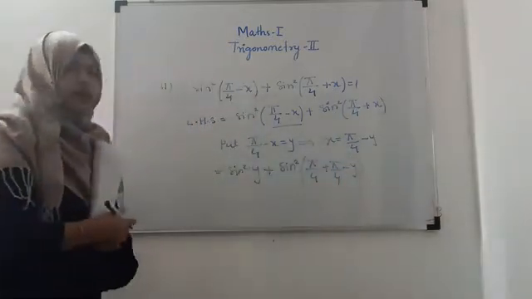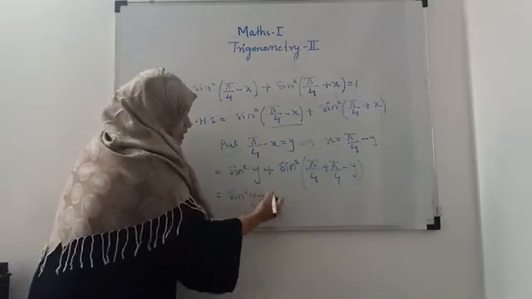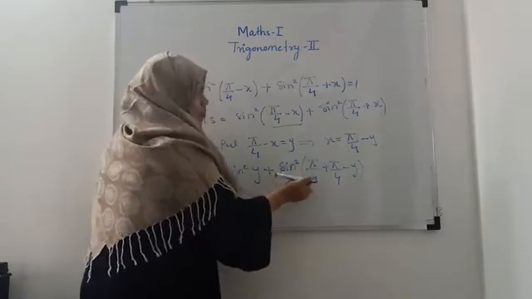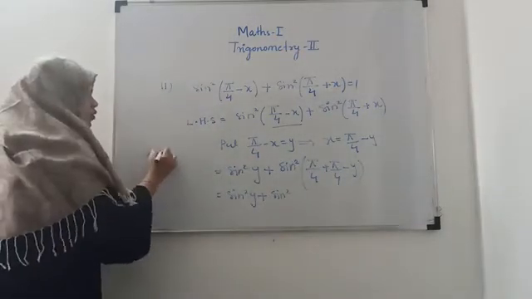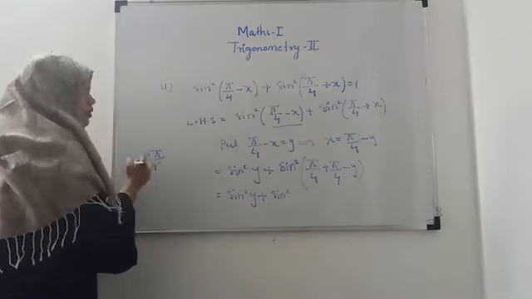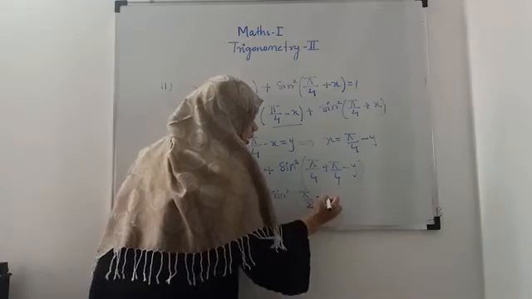Okay. Now sine square y as it is. Here it is pi upon 4 plus pi upon 4, which is 2 pi upon 4. 2 pi upon 4 means what? Pi upon 2, right? So this is pi upon 2 minus y.